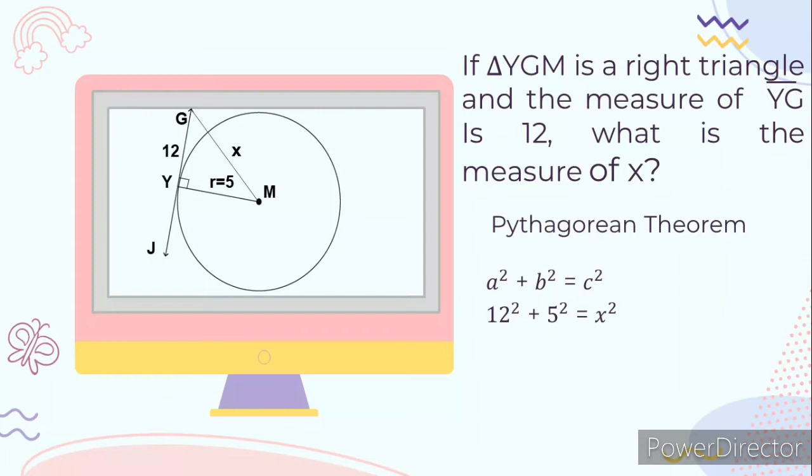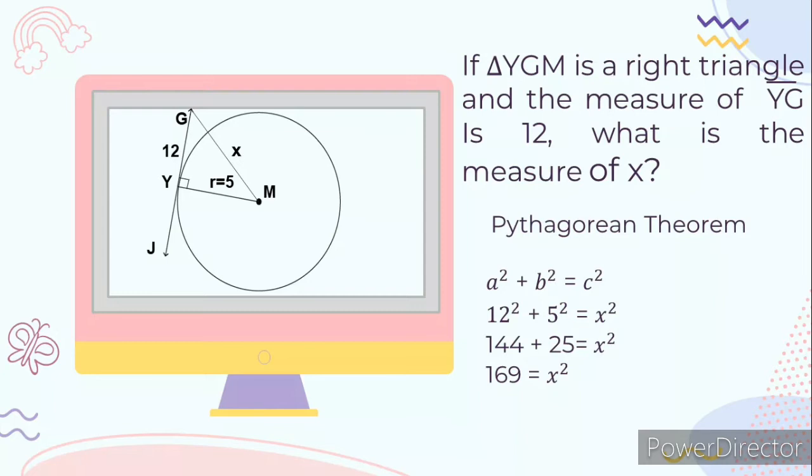In the formula, the values are squared, so 12 will be squared and 5 will be squared. 12 squared plus 5 squared equals x squared. 12 squared equals 144. 5 squared equals 25, so 144 plus 25 equals x squared. Add 144 and 25, and it equals 169.